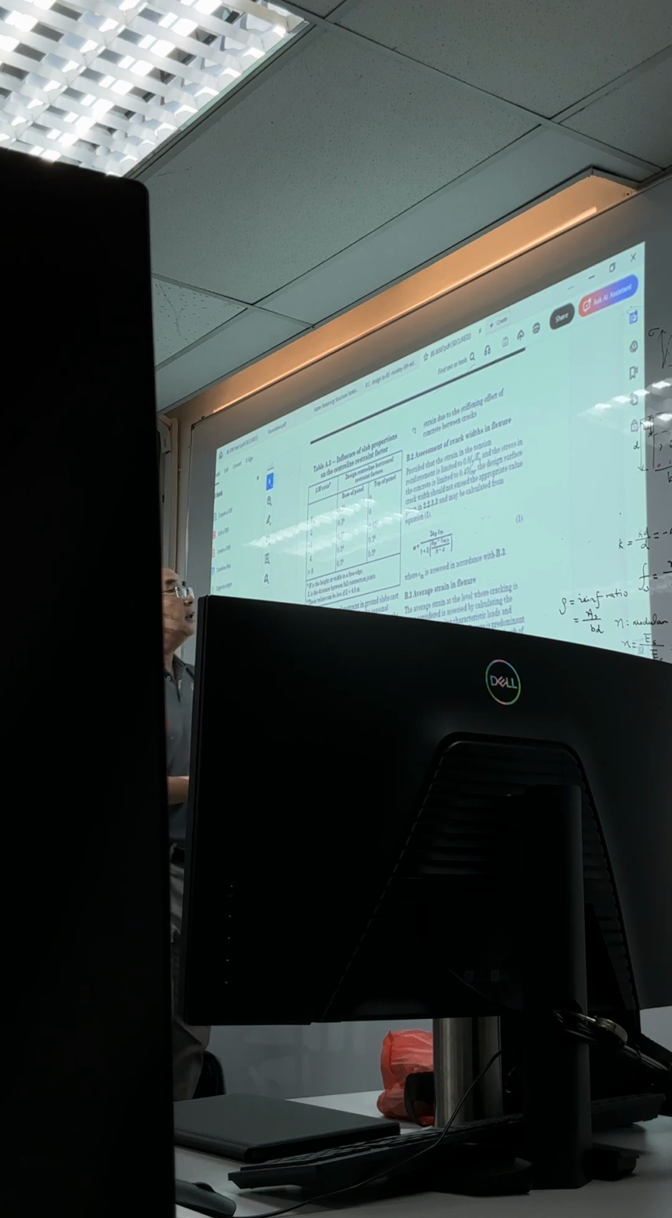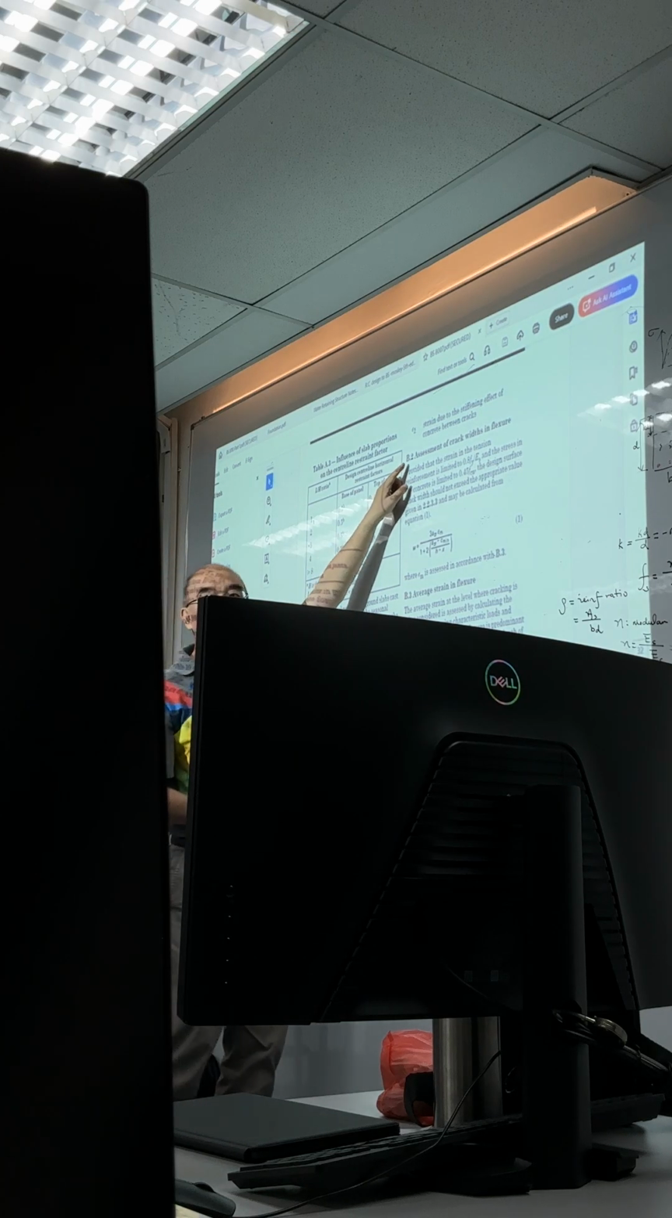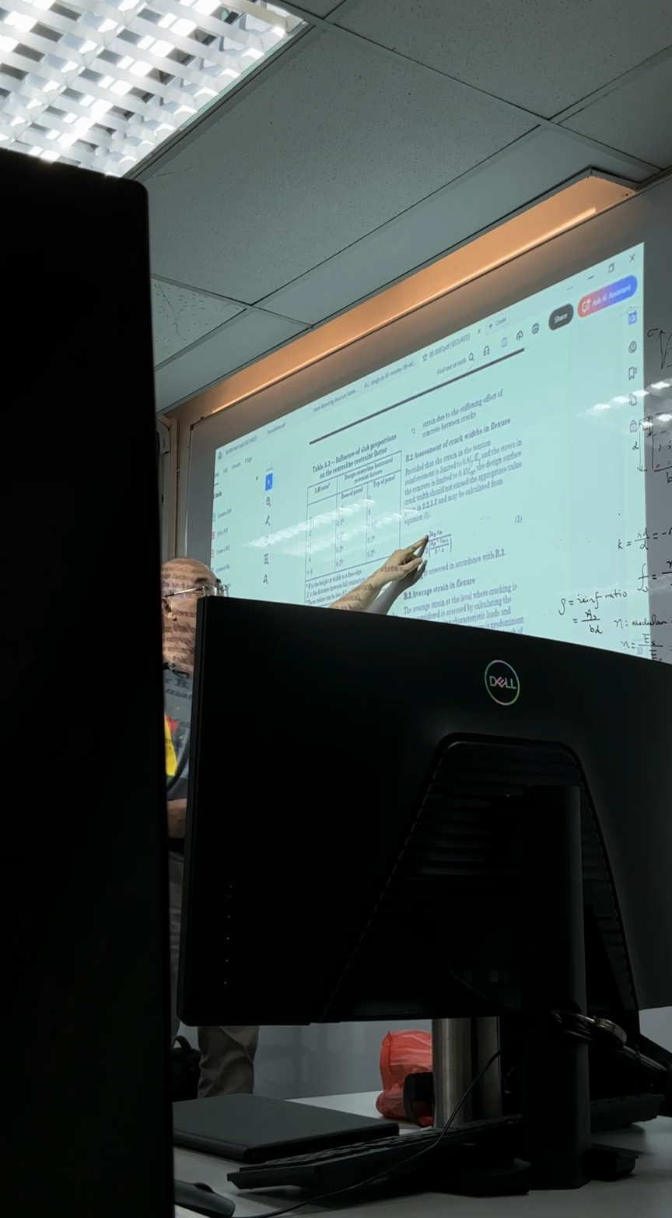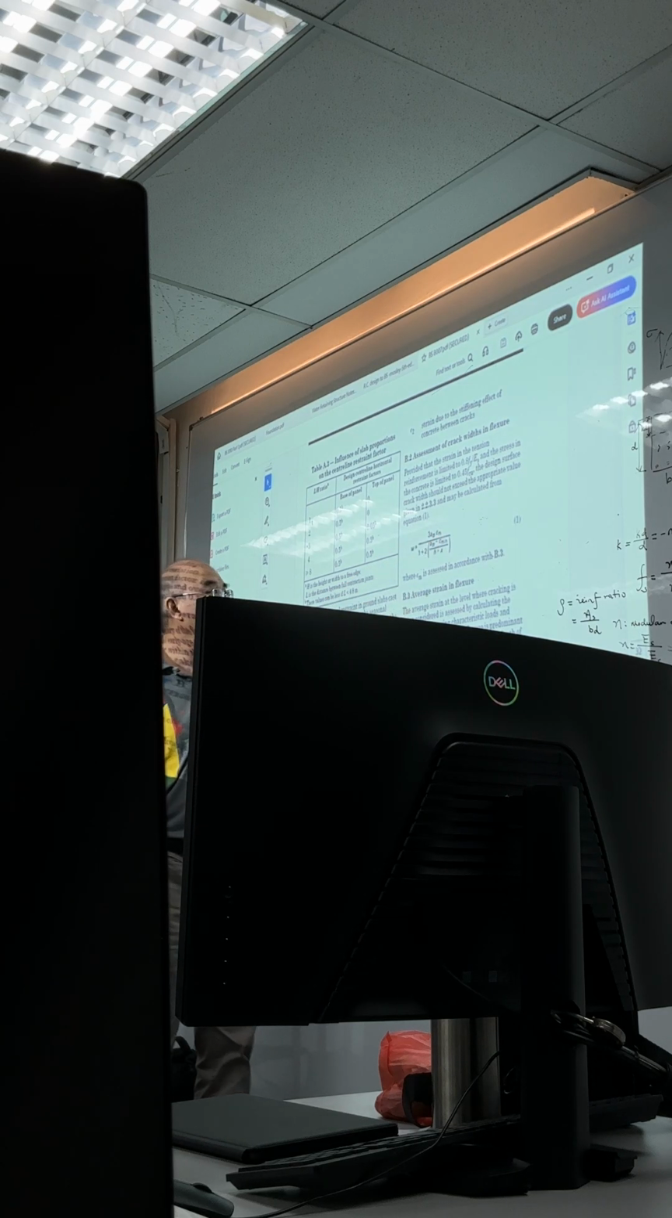In the appendix of the code, B2, the assessment of crack width: the crack width w is equal to 3 A crack epsilon m. Okay, that's where we have the what?